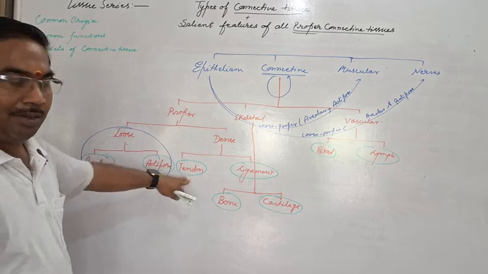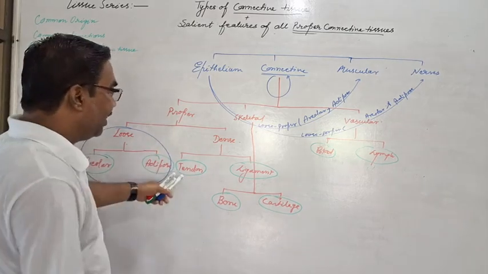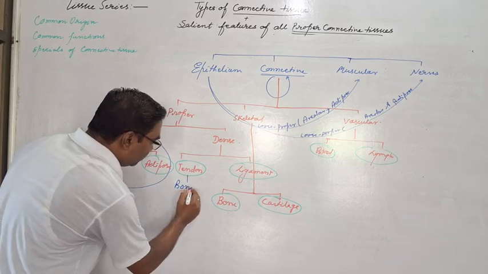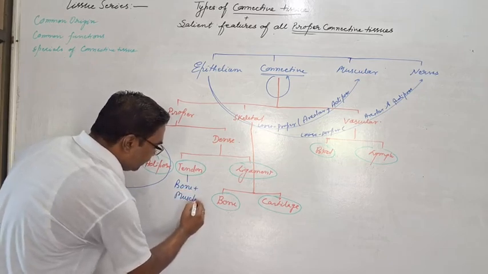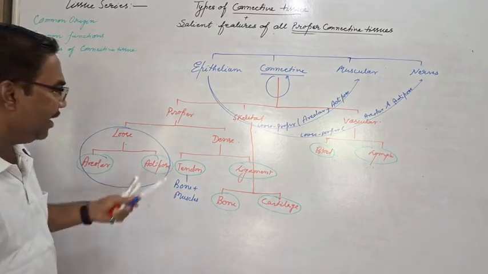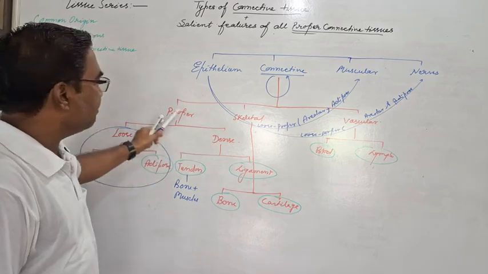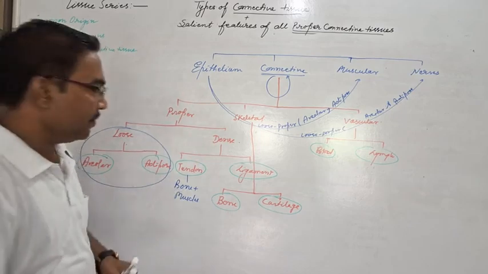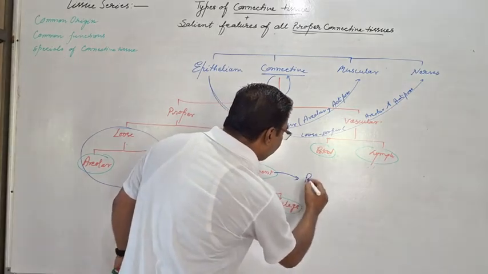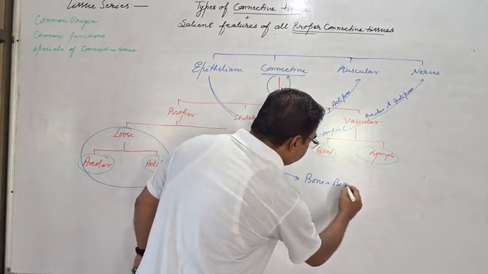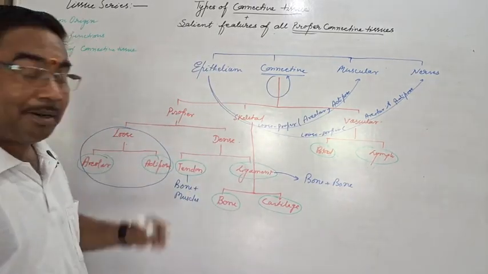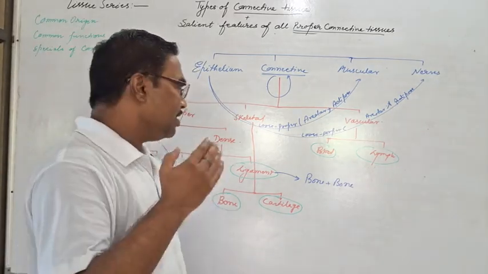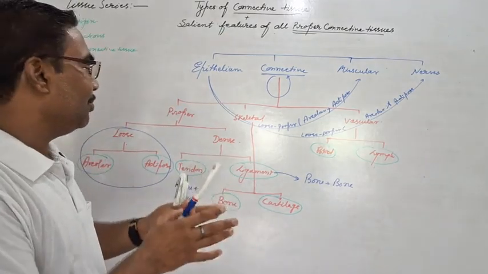Okay, now think about another type of connective tissue. Why is tendon called connective tissue? Because it is connecting bone plus muscles. What is tendon tissue? Tendon is a kind of dense, proper connective tissue which connects bone and muscles. What is ligament? Ligament is connecting bone plus bone. Ligament is a dense, proper connective tissue which helps in connecting bone to bone.